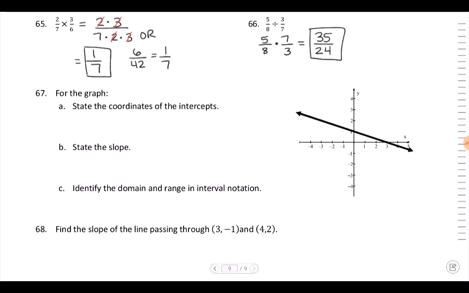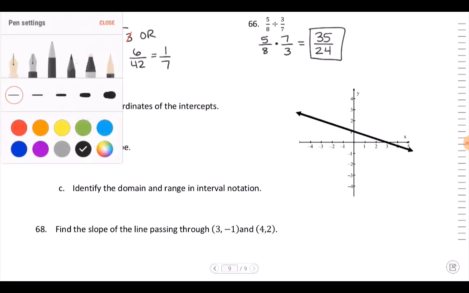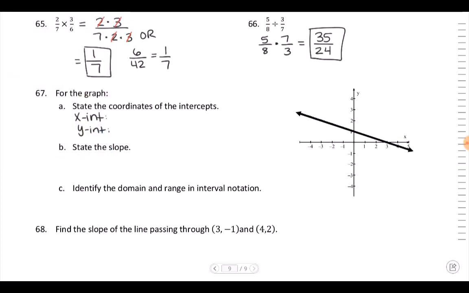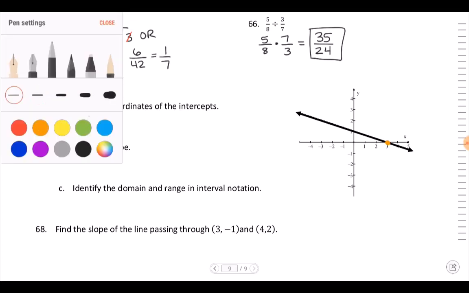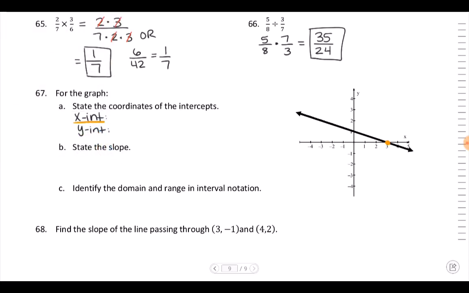All right, number 67. For the graph, state the coordinates of the intercepts. Okay, so like the ordered pairs, right? So we need to know what is the x-intercept and what is the y-intercept. In other words, where does this graph cross the x-axis and where does it cross the y-axis? So let's start with the x-axis. It looks like it crosses right here. And at that ordered pair, this is when your x is 3 and the y is 0.